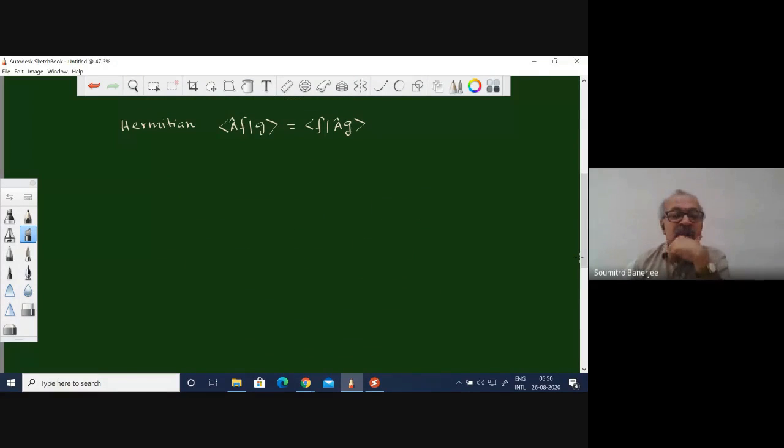So now we'll need to work out certain rules of dealing with Hermitian operators. Suppose we have A as a Hermitian operator and lambda is a real valued constant.